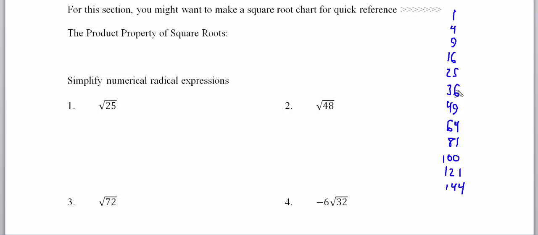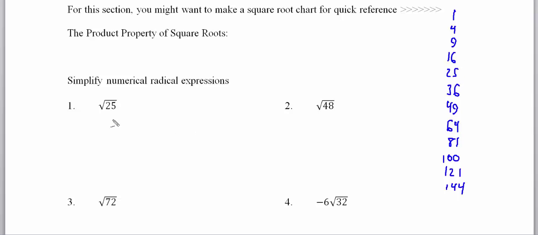This is a really handy chart that I would continue to write down when you need it, because you're going to be simplifying radicals today. In this chapter and in the next chapter, unless otherwise stated, you cannot take the square root of any non-perfect rootable number and give me a decimal. They have to be simplified.